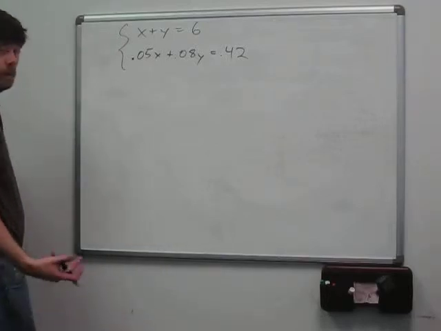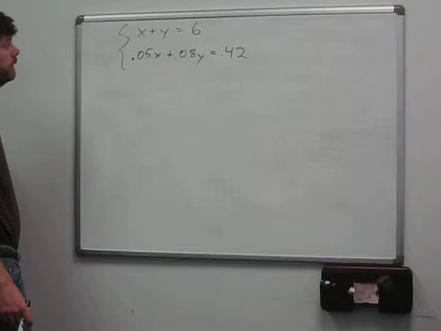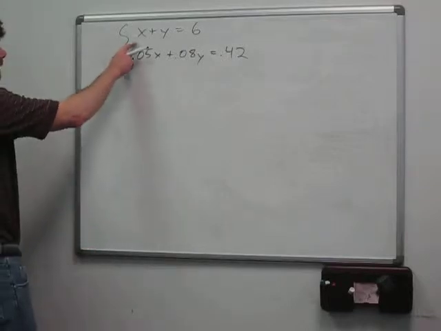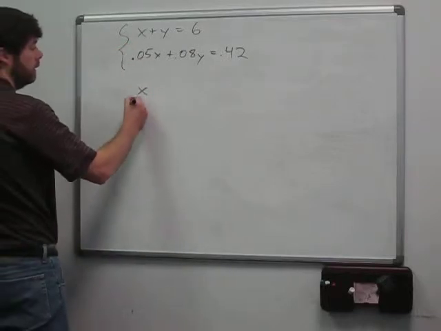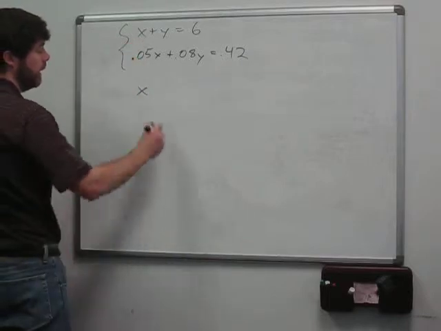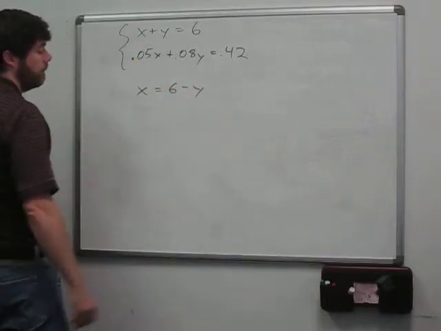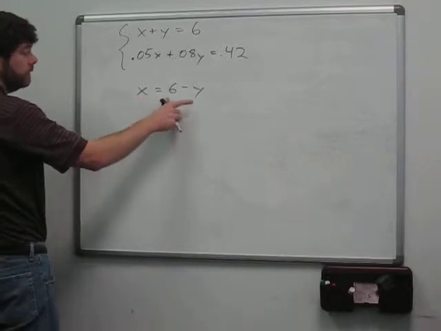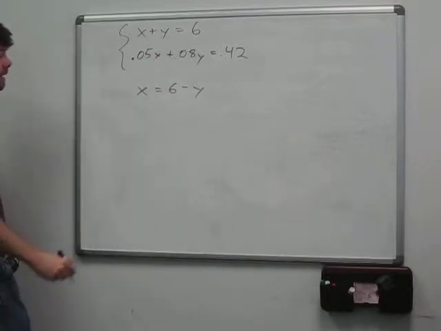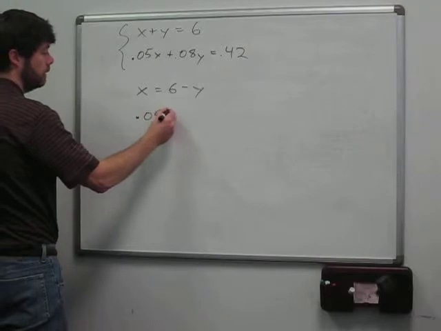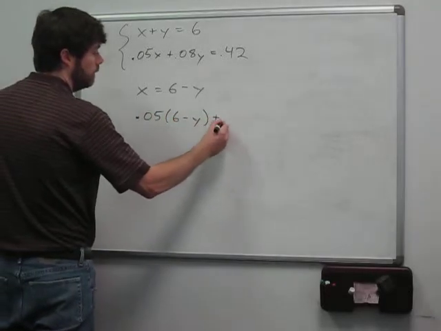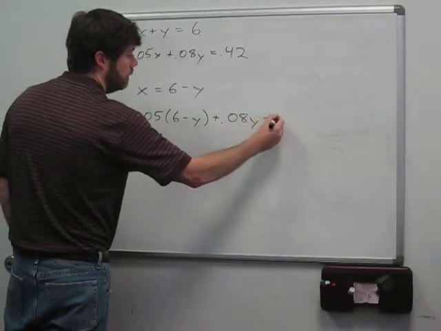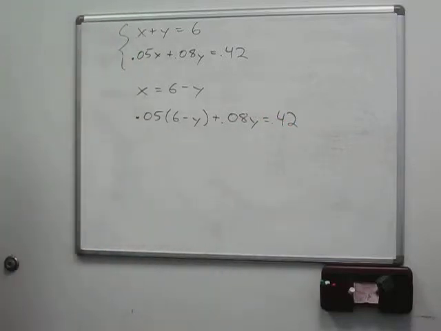So I want to solve one of these equations for one of the unknowns. I think it's easiest to work with the first one. Let's just go ahead and solve that for x. And x is equal to 6 minus y. So now that I solved for x, I want to substitute this expression into the second equation, giving me a linear equation with one unknown.